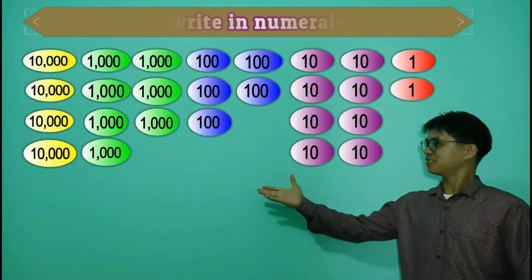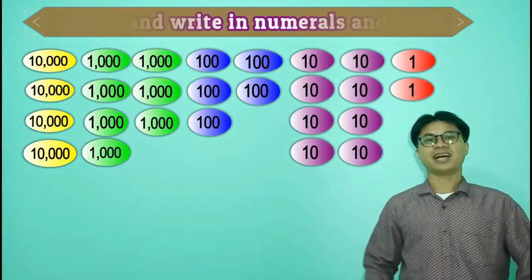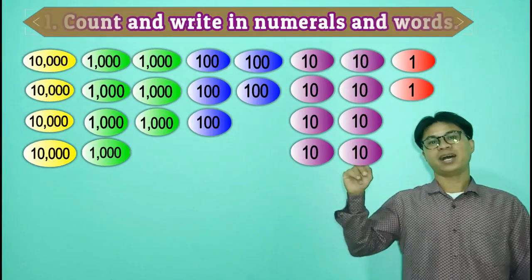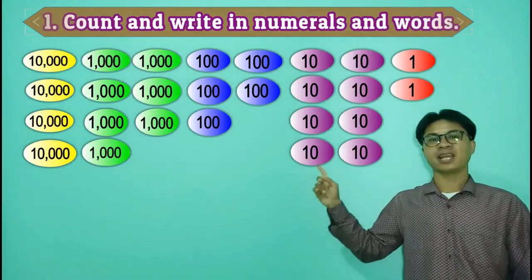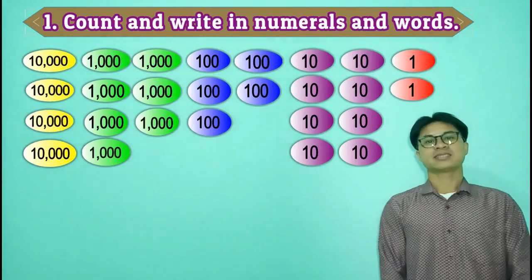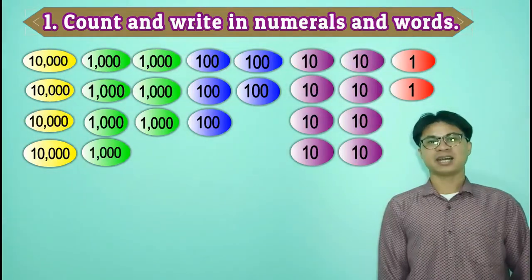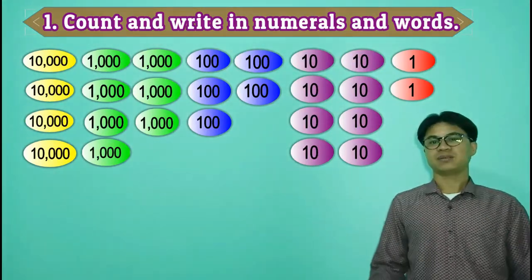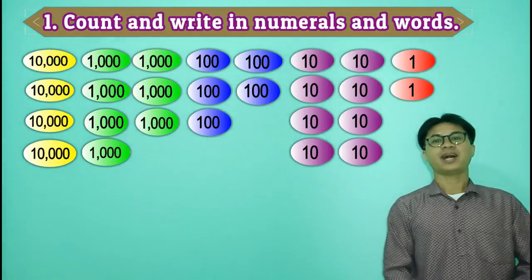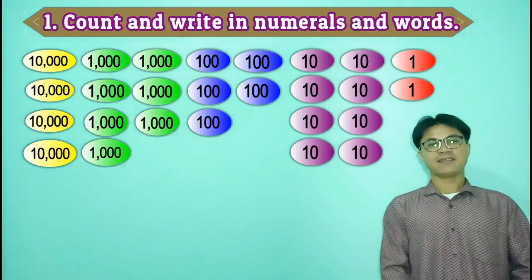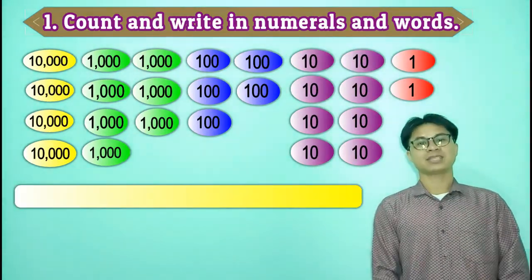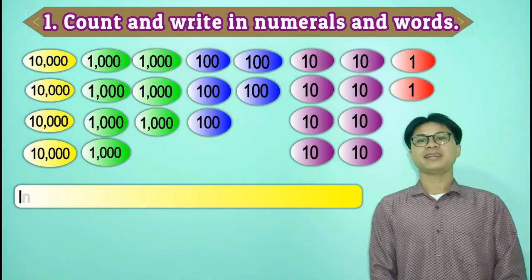To count here, how many 10,000s? So there are 1, 2, 3, 4. There are 4 10,000s. How many thousands? 1, 2, 3, 4, 5, 6, 7. So there are 7 1,000s here.